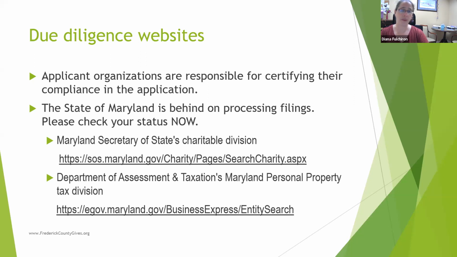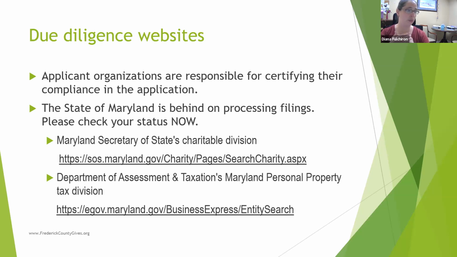This year, we're not going to be able to go back to organizations that come out as not in compliance, because we have limited staff and there's a lot of you. And so we're really relying on you as an organization to be proactive in making sure these statuses are in compliance. If you're not in compliance, you will not be considered for grant funding.